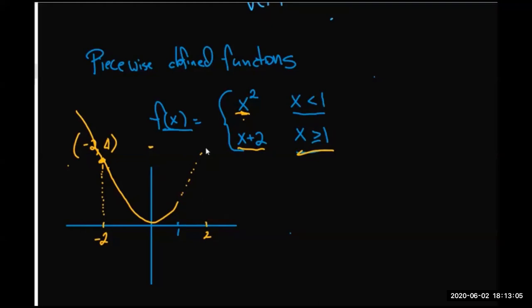I already put 4 up here. Now it looks like it's right on that parabola. In fact, it is, but that was just a coincidence that I chose 2. Let's put in 3. What would I get for 3? I'm using this formula because x is 3, which is greater than 1. So I get 5. So where's 5? I don't know where 5 is, but maybe it's here.